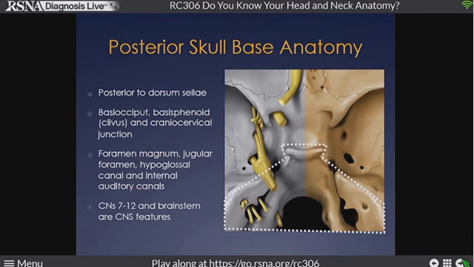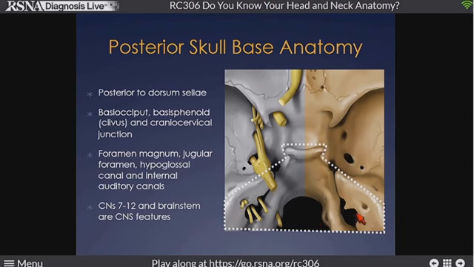And I'm not going to be talking about temporal bone. You've heard that already. But let's think about posterior skull base anatomy and the few foramen that we have to deal with here. It's everything posterior to the dorsum sellae. It's the basiocciput and the basisphenoid, the clivus, all the craniocervical junction. The foramen here that we're going to be dealing with, foramen magnum, which I'm not going to talk too much about. That's pretty straightforward.